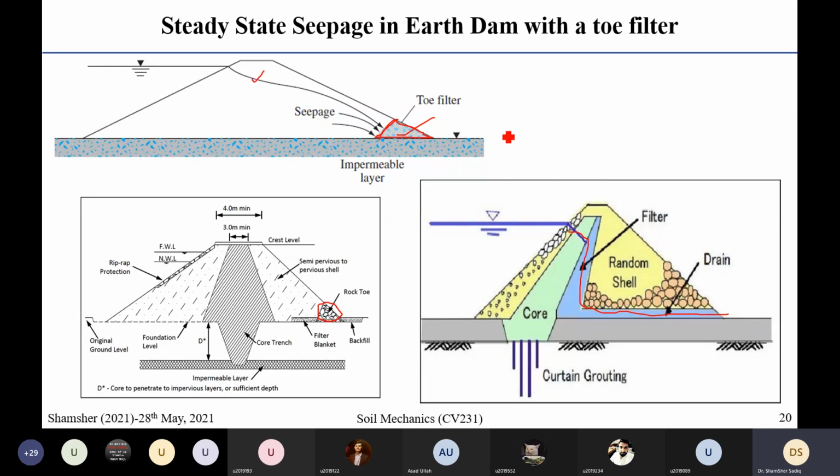Now these designs are not part of this subject. The design of the dam is one of the optional elective subjects in your 7th and 8th semester about dam engineering. So if you want to know how to design these filters in a dam, you have to take that elective.